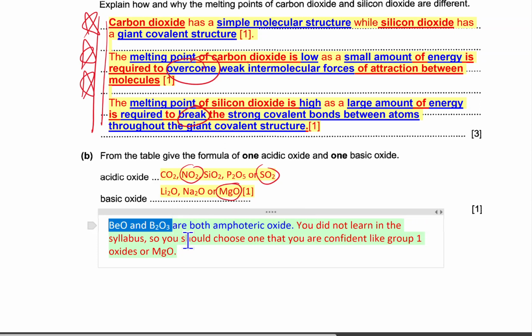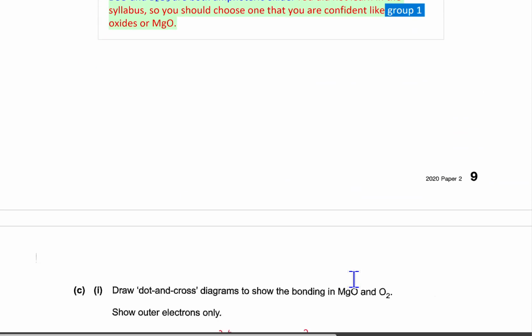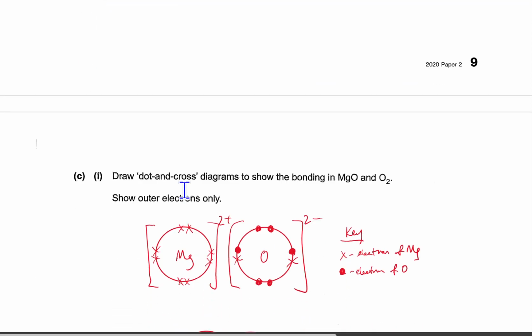So you did not learn them, so you should choose only the confident ones, like group 1 stuff that is alkaline or basic. Okay, draw a dot and cross diagram to show the bonding in MgO and O2. Now, sometimes they ask you to draw the bonding and they ask you to explain why MgO has a high melting point and O2 has a very low melting and boiling point.